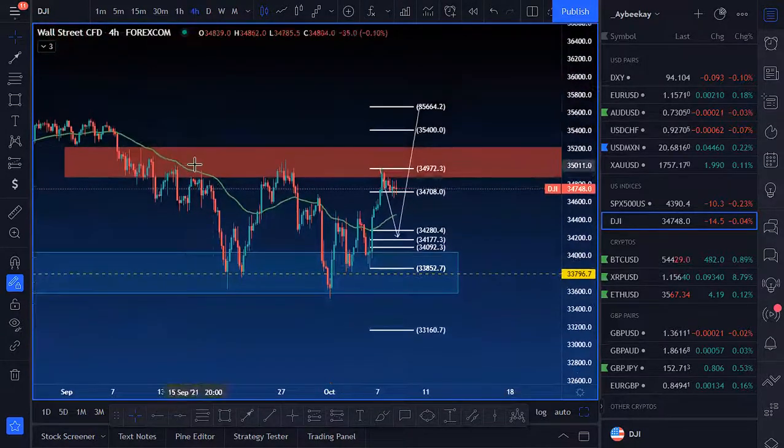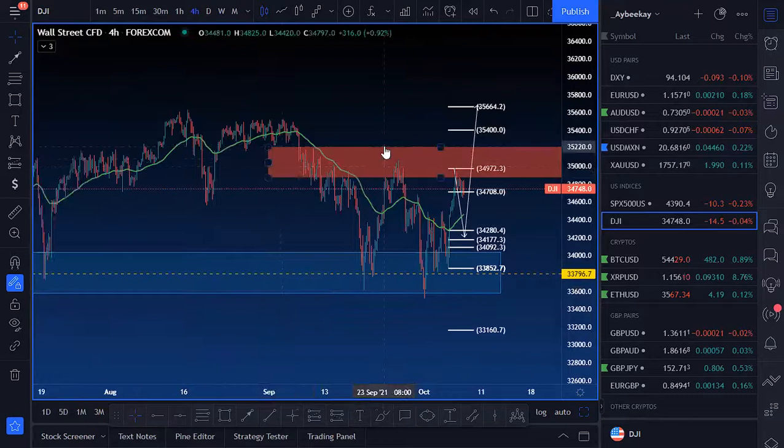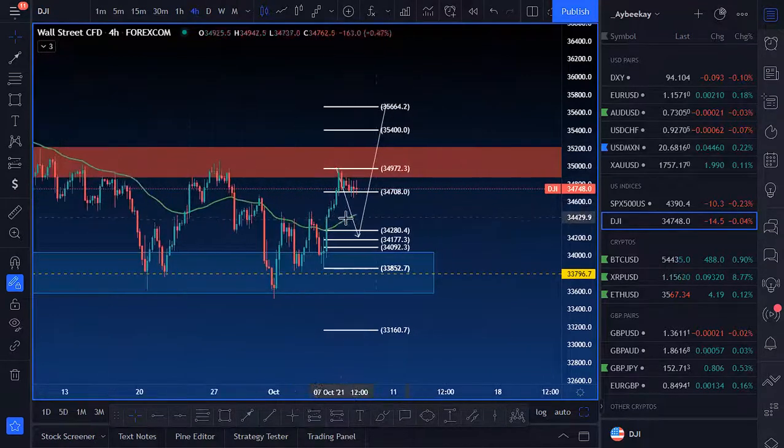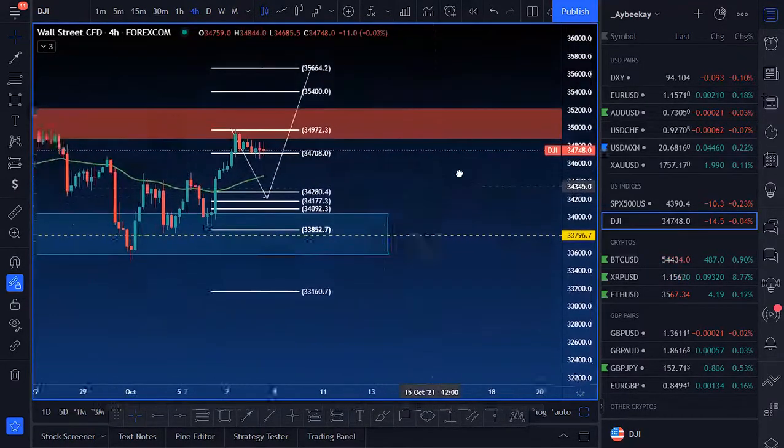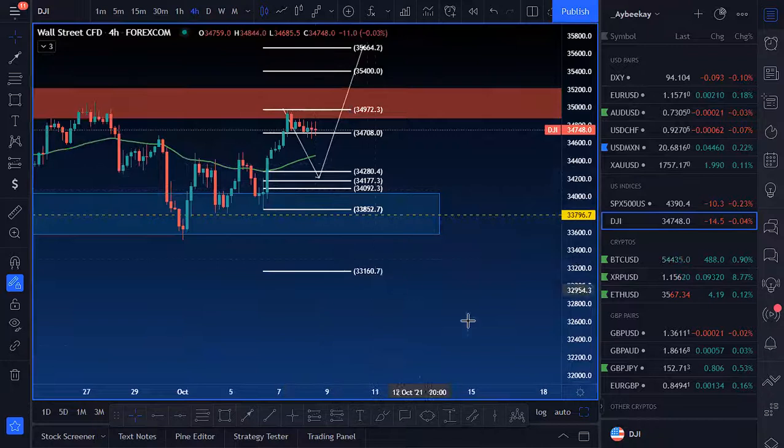This is a very tough supply zone right here. But we'll see what plays out. I do expect it to get broken. So other than that, there's nothing much for me to really say about the US indices.